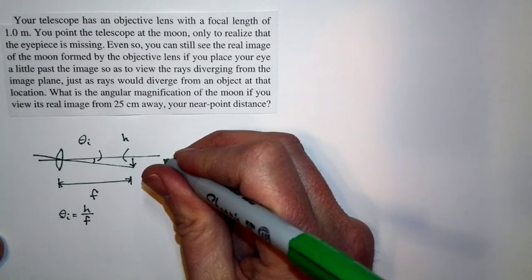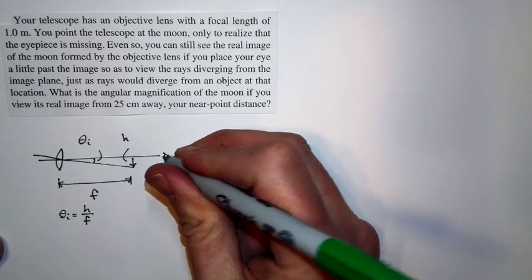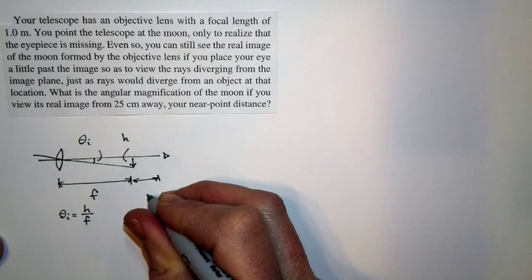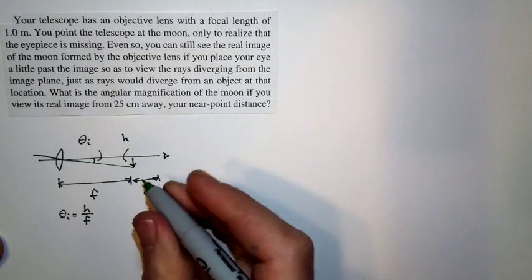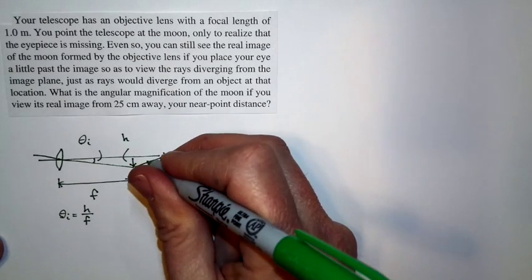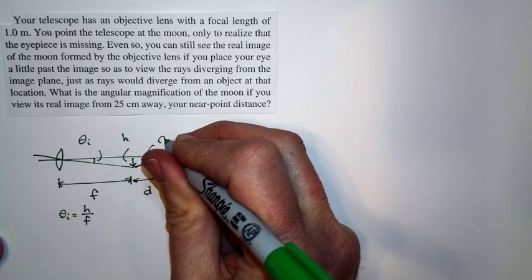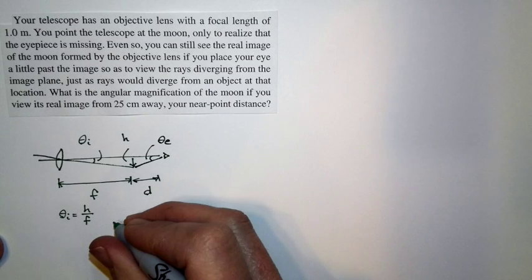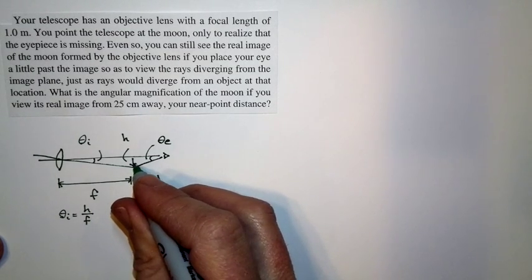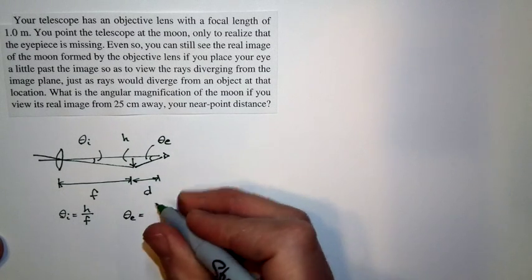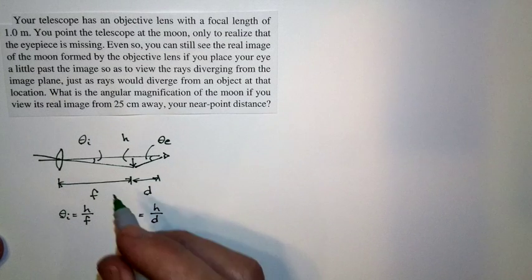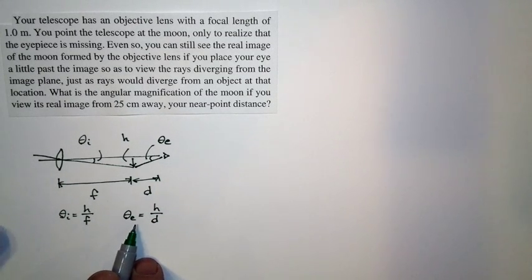Now you look at this with your eye. Your eye is a distance d from the image, and that's fixed by your near point distance. The angular size that you perceive, let's call that theta sub e, is just equal to the same height, h, over the distance d. And since d is smaller than f, you can see this angular size is bigger.